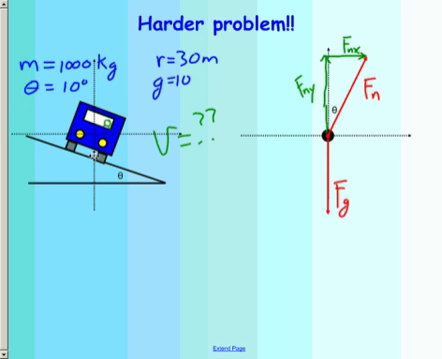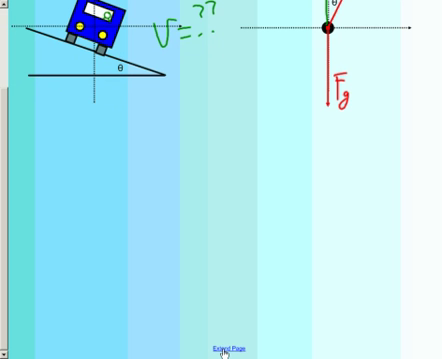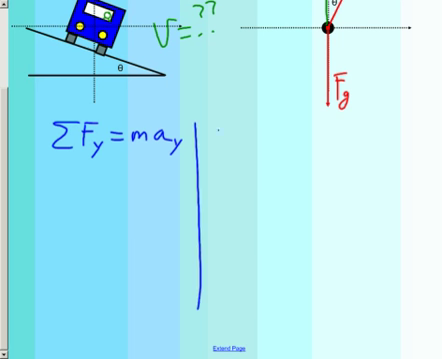Here's what we're going to do. We're going to do Newton's second law in the x and the y direction. Let's do y first. Newton's second law: sum of the forces in the y direction equals m times a in the y direction. And then next to it, we'll draw a big line down here. We'll do the sum of the forces in the x direction equals m times a in the x direction.